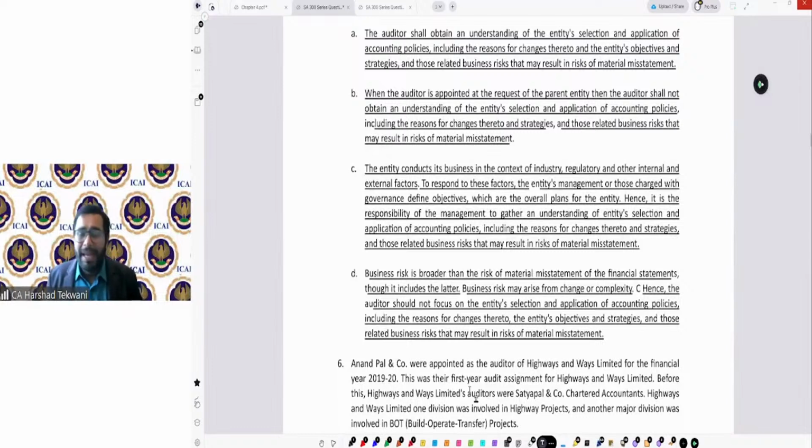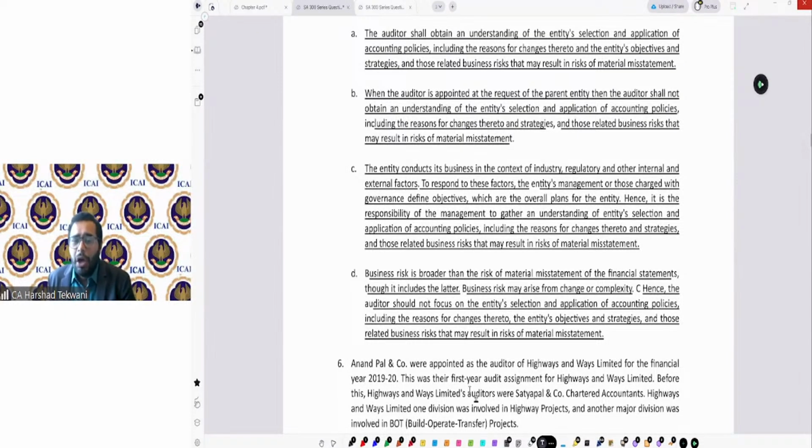So, first, obtain an understanding of the accounting policies, the entity's selection and application of accounting policies, including the reasons for the changes. Like, let's say, for example, last year, warranty was accrued for 3 years. Warranty cost was booked for 3 years. Now they have shifted to only 1 year to reduce the warranty cost in the financial statements and to show a good bottom line. So you need to understand why there is a change in accounting policy. What is the reason for the change?